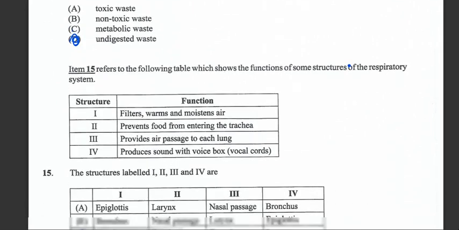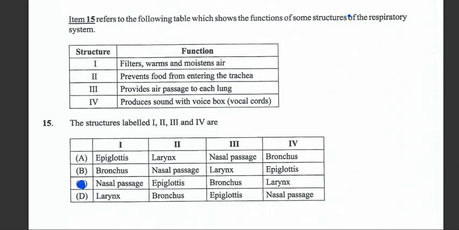Alright, good. Number 15 says refer to the following table, which shows the structure of the respiratory system. Here we have the functions. We have seen filter, warm and moisten. Here we have prevent food from entering the trachea. We had to provide passage to each lung. We also had to produce sound with the voice box, otherwise known as the vocal cord.